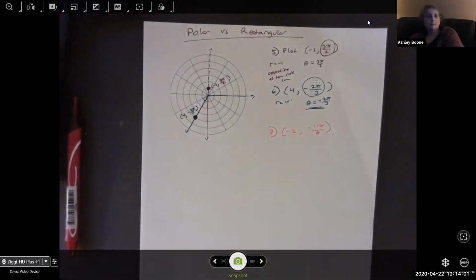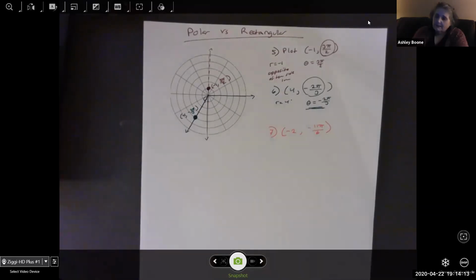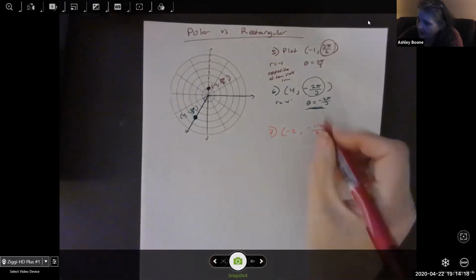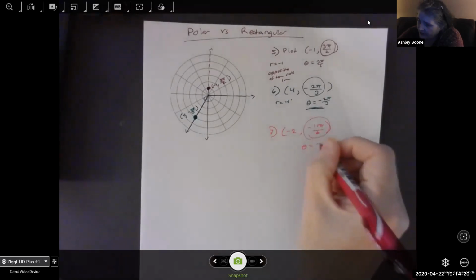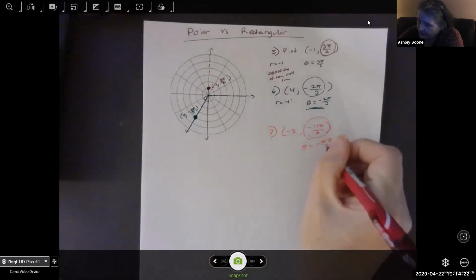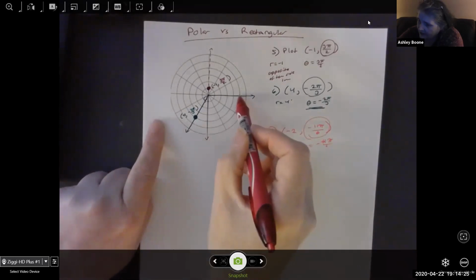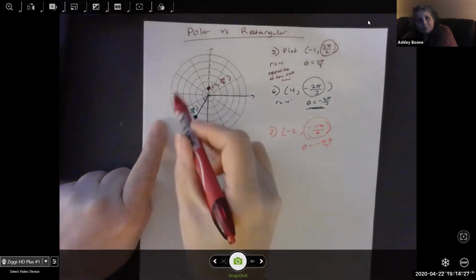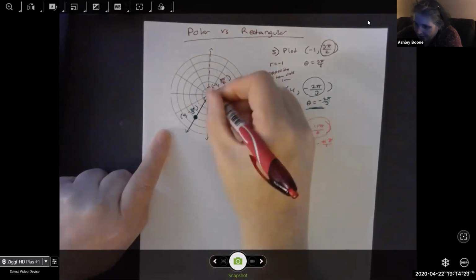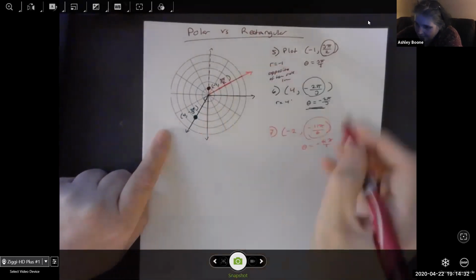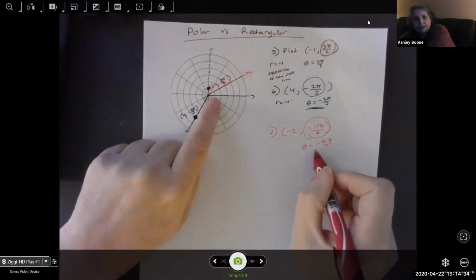Okay? If it's a positive R value, it is on that terminating side. If it's a negative R value, it's in the opposite direction of the terminating side. Number 7, -2, -11 pi over 6. -11 pi over 6 is our angle. So starting at the pole, if you go clockwise 11 pi over 6, you get right here. Okay? That's your -11 pi over 6.